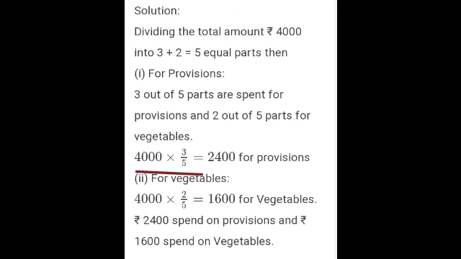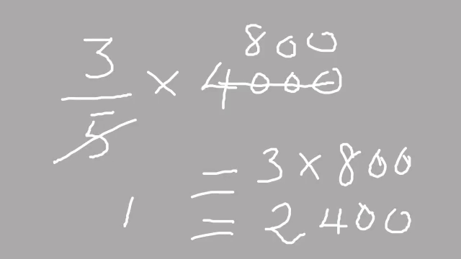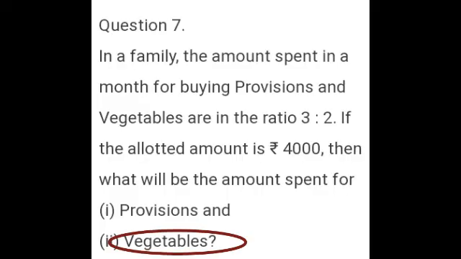Now we are going to divide 4,000 by 5. By using the fifth table, while dividing, we'll get the answer as 800. So now 3 into 800 becomes 3 8s are 24 and 2 zeros as usual, so 2,400. The value is rupees 2,400.